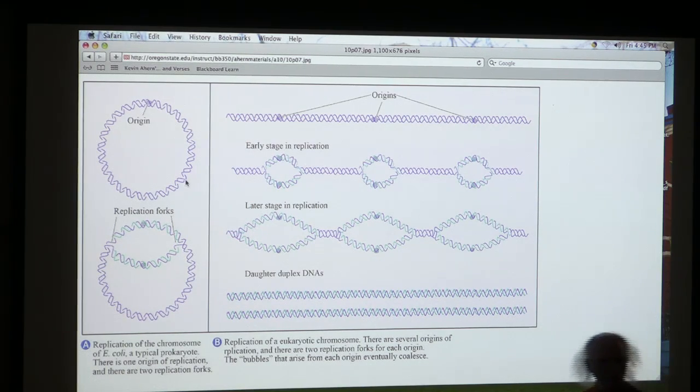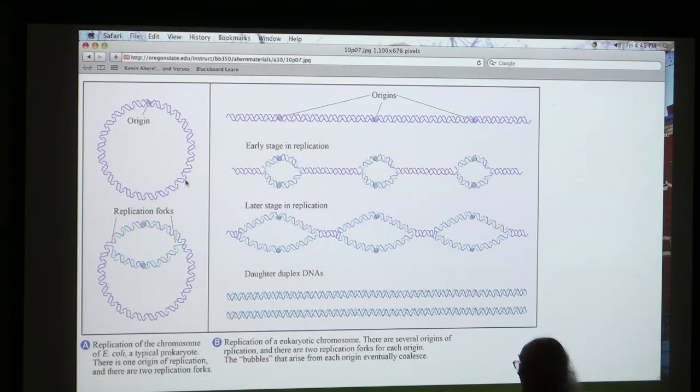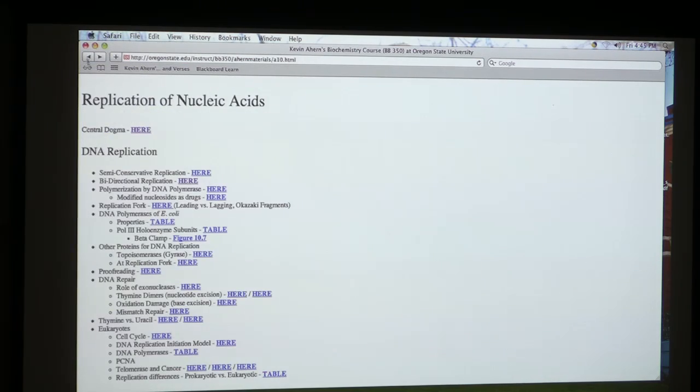Another big difference, and we'll talk about it later, is the fact that our chromosomes are not circular. They are linear. They have ends. And that turns out to be something that's very, very, very important when we think about human health, we think about aging, and we think about cancer. And I'll talk about why linear DNAs are really a big consideration when we think about how DNA replication occurs.